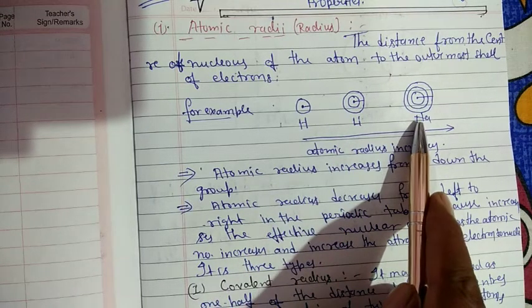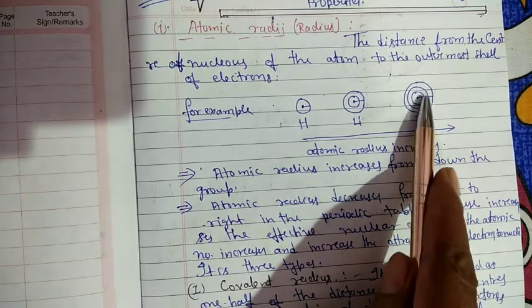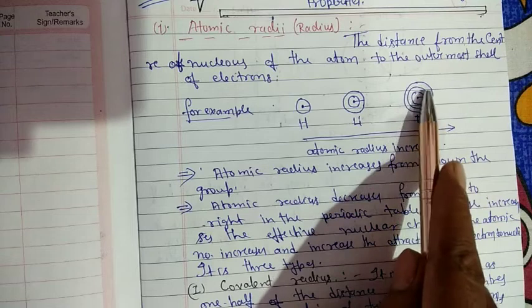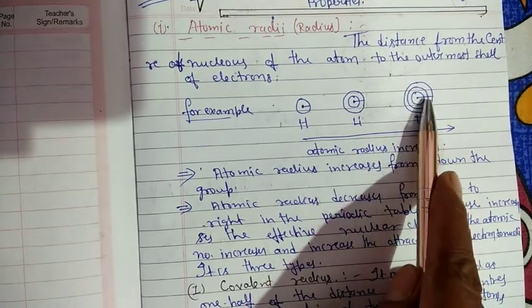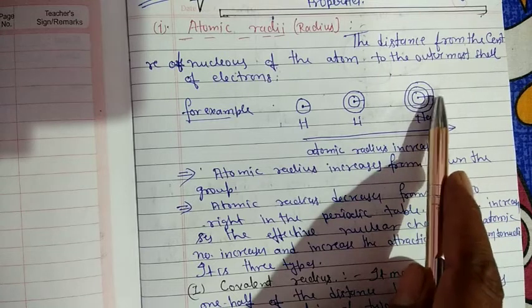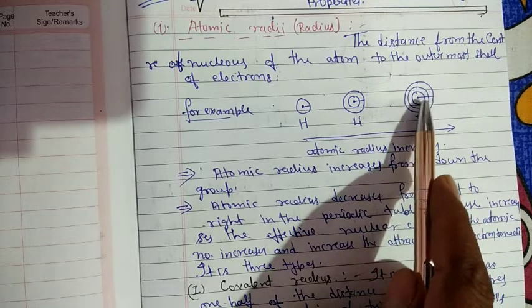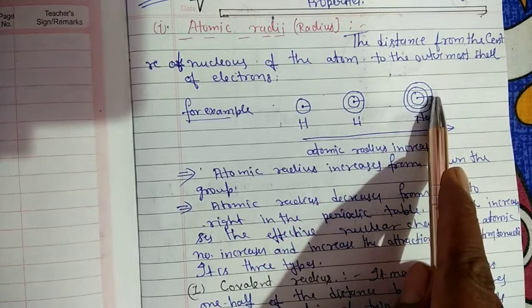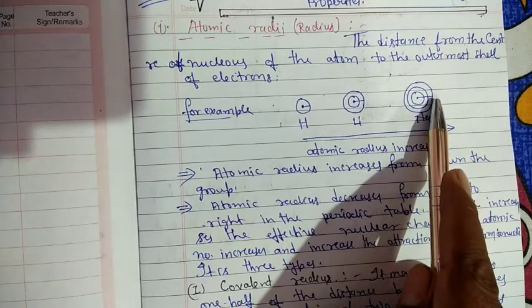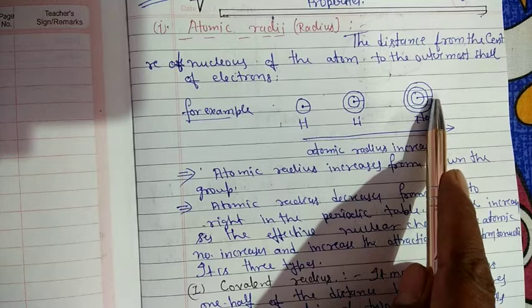Next, sodium. Its atomic number is 11. So the number of electrons in the first shell is 2, and in the second shell is 8. 2 plus 8, 10. And 1 electron is present in the outermost shell. So the distance between the center of the nucleus and the outermost electron is called atomic radius.